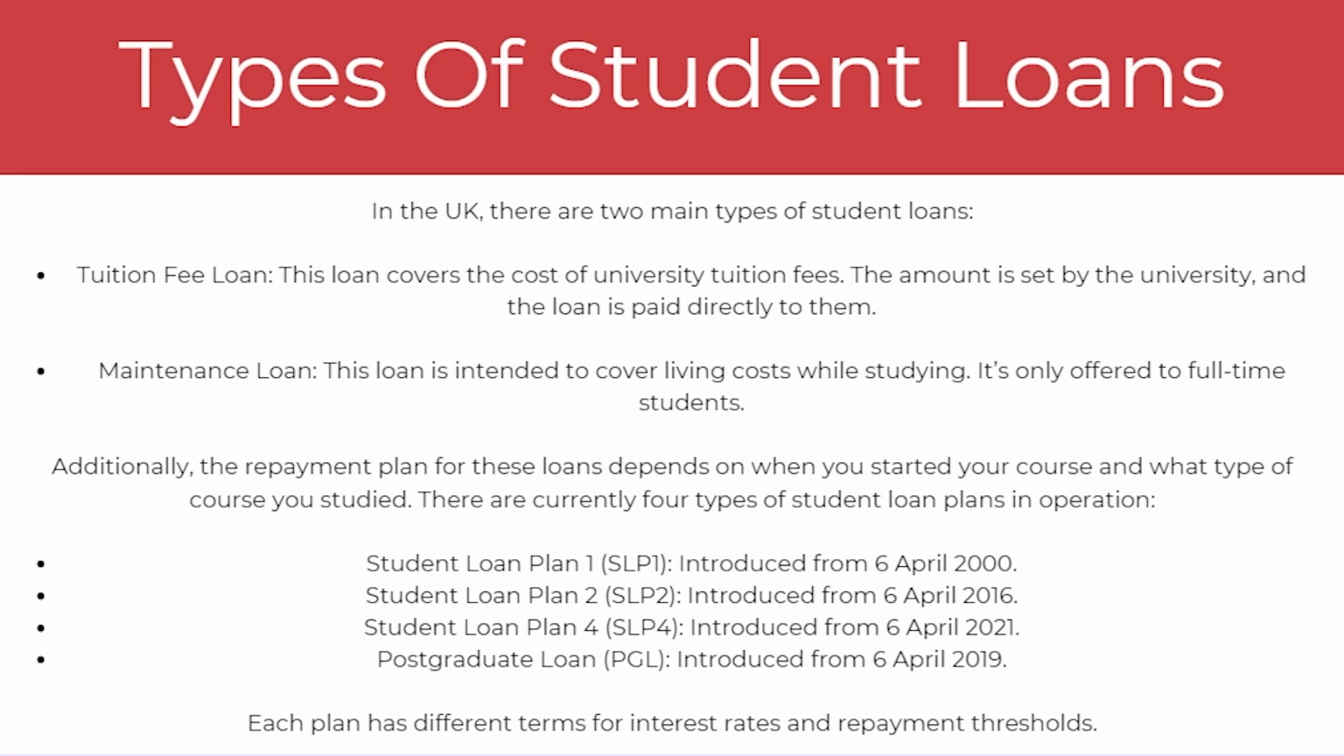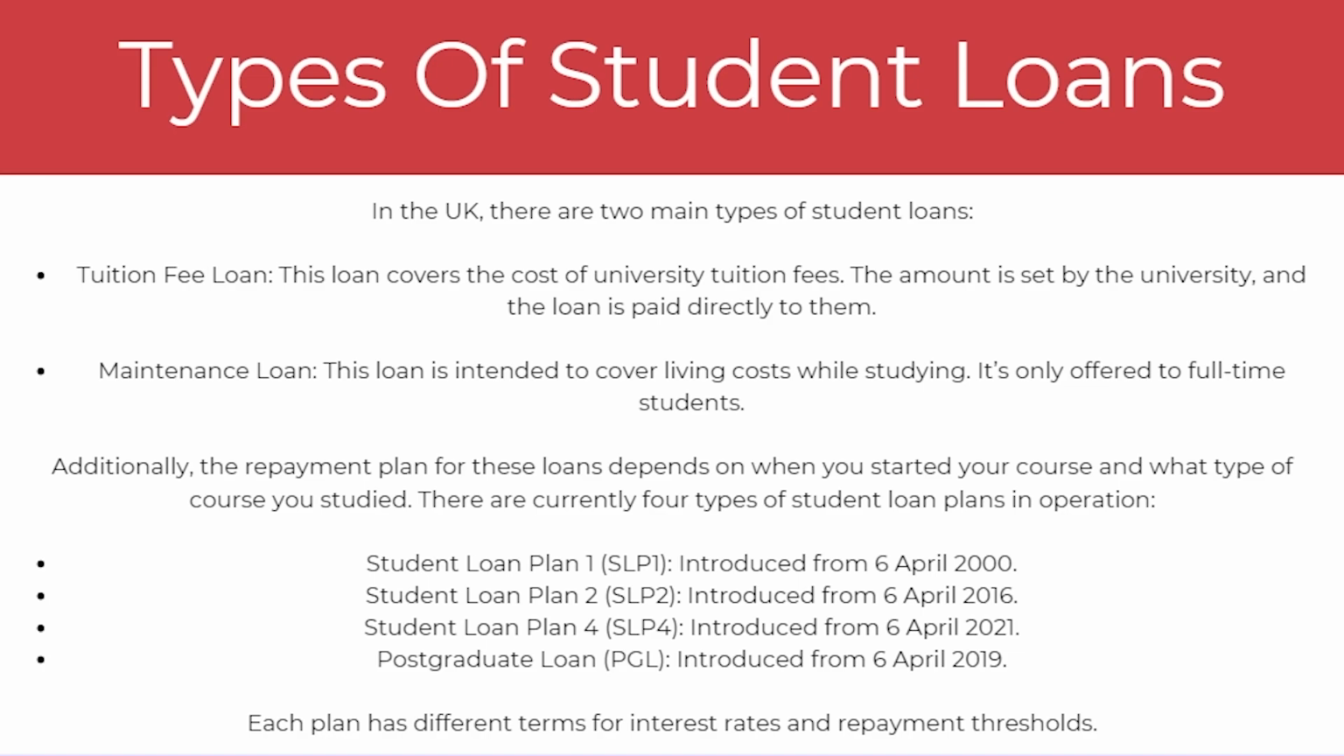So what are the different types of student loans? In the UK, there are two main types of student loans. To start with, tuition fee loan. This loan covers the cost of university tuition fees. The amount is set by the university and the loan is paid directly to them. Then you have a maintenance loan. This loan is intended to cover living costs while studying, but it's only offered to full-time students.